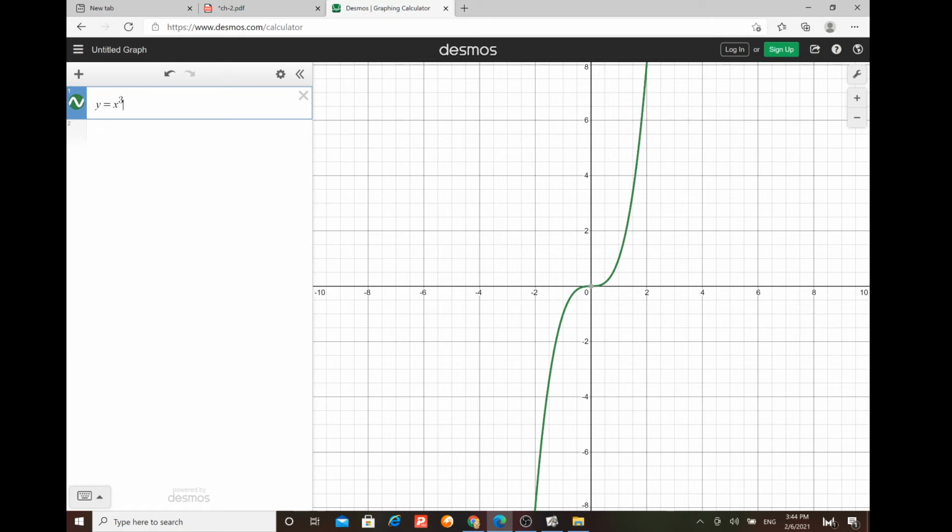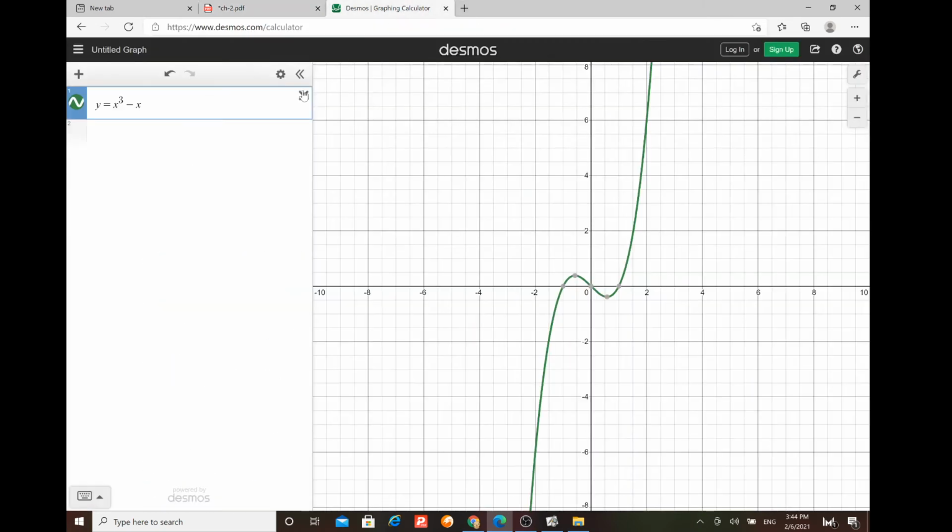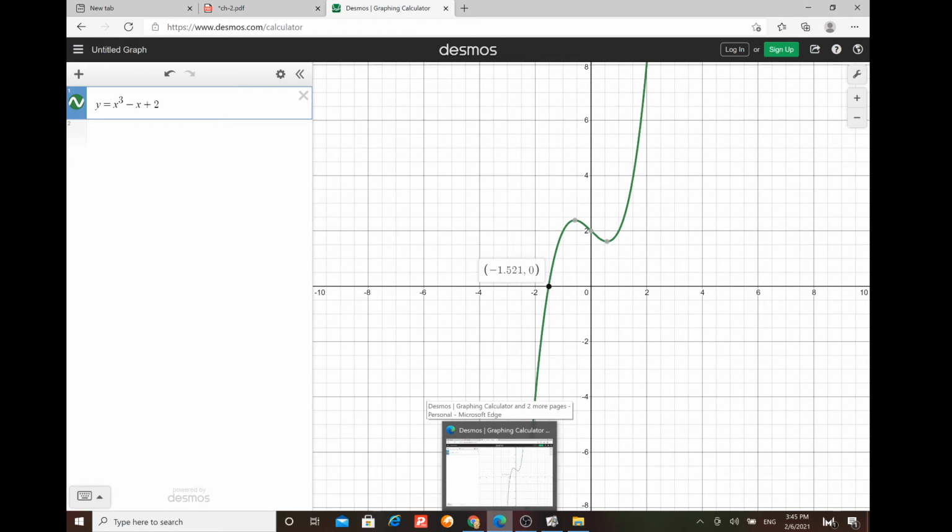And it's showing, what, minus x plus 2. So I just want to double check that, minus x plus 2. As you can see here, the zeros. Well, it's possible to have real zeros like this, a possible real solution. So that number would be -1.521, and so on. Again, it's an irrational number.